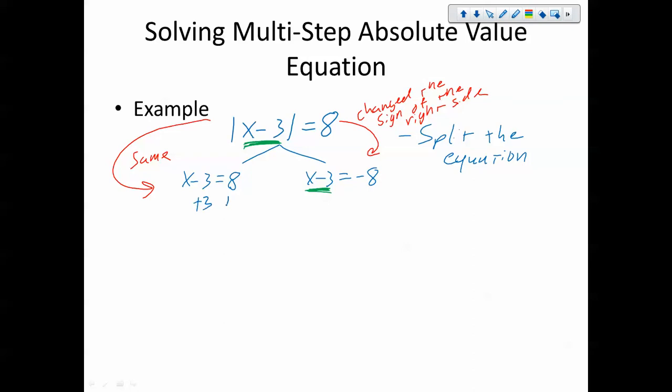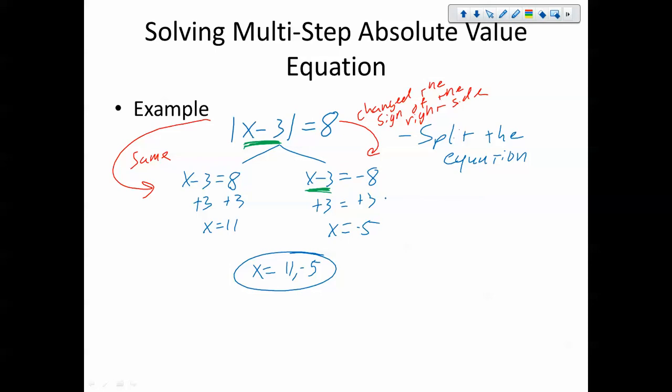So I'm going to add 3 over here, and I'm going to get x equals 11. And I'm going to add 3 over here, and I'm going to get x equals negative 5. So those are my two solutions, 11 and negative 5. And notice that if you take negative 5 and subtract 3, you get negative 8. But then you take the absolute value, which makes it positive 8, because negative 8 is a distance away from 0. It's positive 8. So they both work, right?